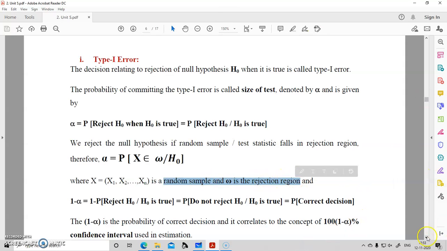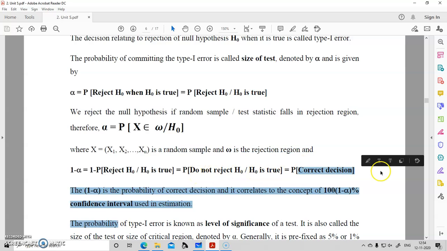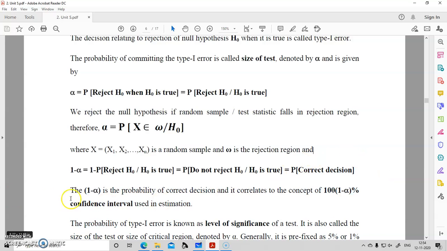That is, 1 minus alpha will be 1 minus the probability of rejecting H naught when actually H naught is true. So do not reject H naught when H naught is true. It is a correct decision. The opposite of this is a correct decision. So 1 minus alpha is the probability of a correct decision, and it corresponds to 100 times 1 minus alpha percent. That is the confidence level used in estimation.